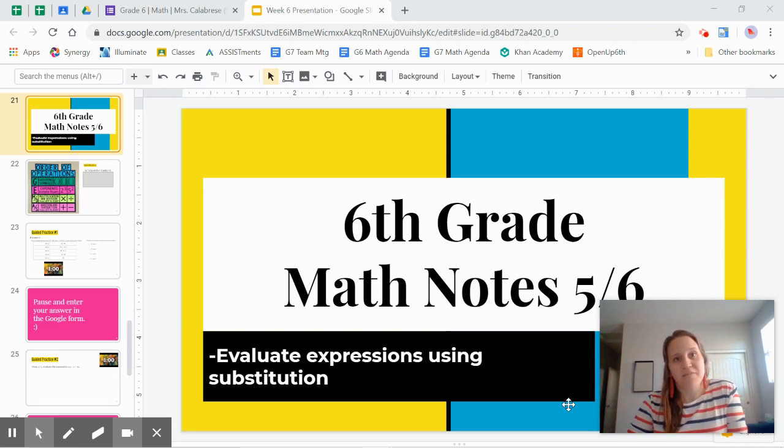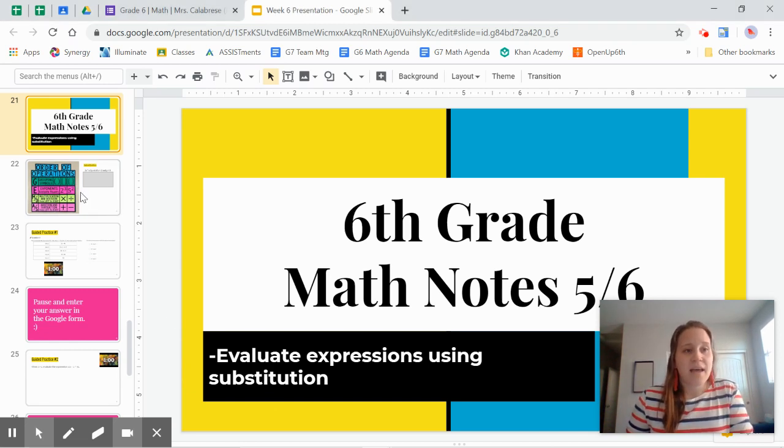Today, we're focused on evaluating expressions using substitution. We're still building on our skills of evaluating expressions with exponents in them, and we're just moving on into this area of substitution. So that's what we're going to focus on in our guided practice today: how substitution is used in sixth grade math.